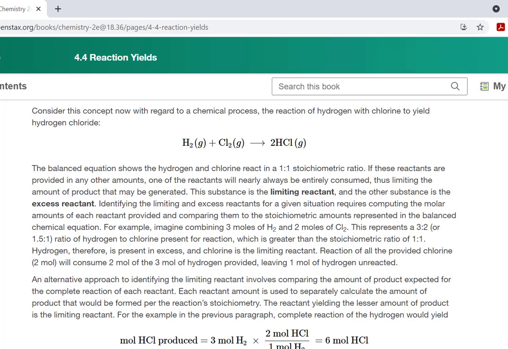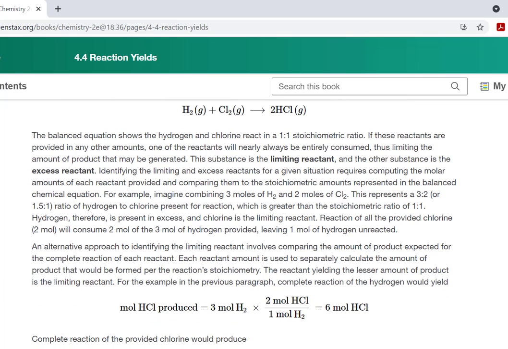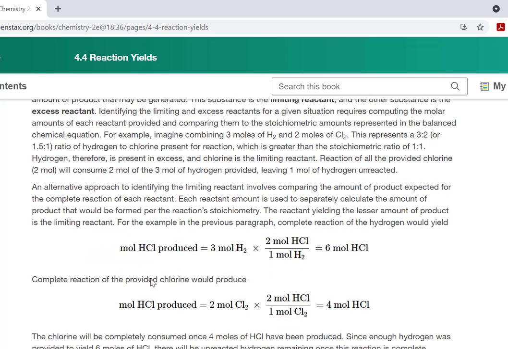In order to do this, we need to think about, well, how much of the product can we make given our situation, and then see which of those is the smallest. So in our situation, if we have 3 moles of hydrogen, we're making 2 moles of our product per every mole of hydrogen. So we would be making 6 moles of the product. And then if we look at the chlorine, if we have 2 moles of chlorine, we would be making 4 moles of the product. So what we do at this point is we compare these.